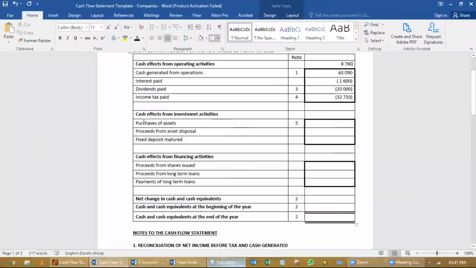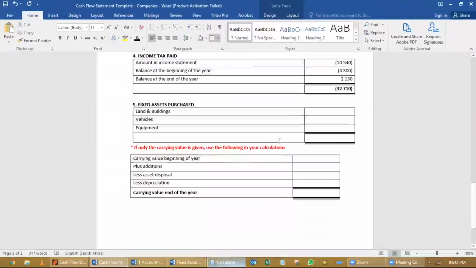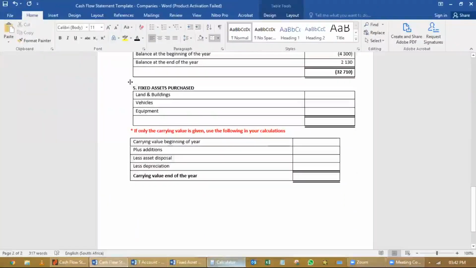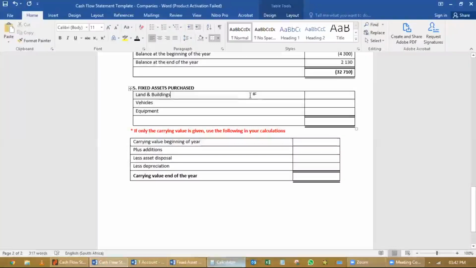Alright, so first thing we do is our purchase of assets. So did we buy any assets? So when it comes to this note, here's what this note normally looks like. How much land and buildings did I buy? How much vehicles did I purchase? How much equipment? And then that will be the total that I used to buy new assets. You can only use this if they've given you the cost price of the new assets that you bought.